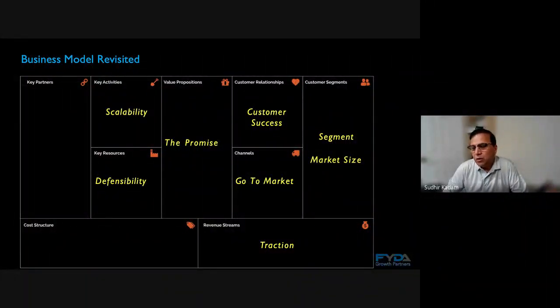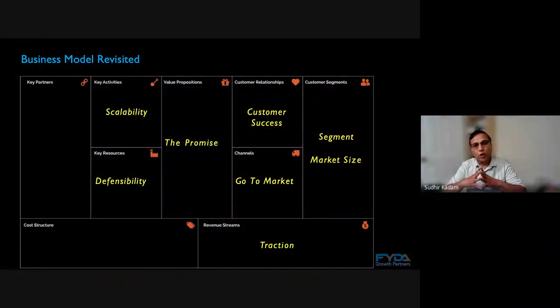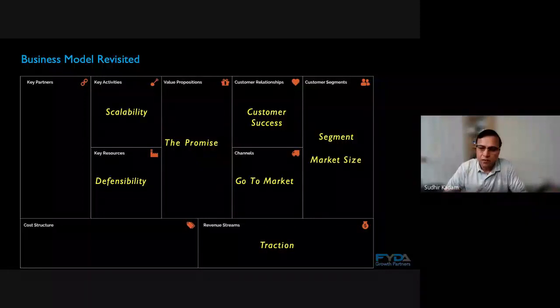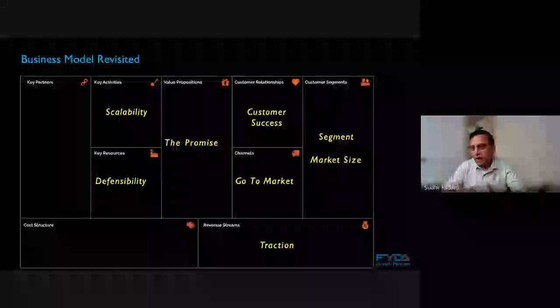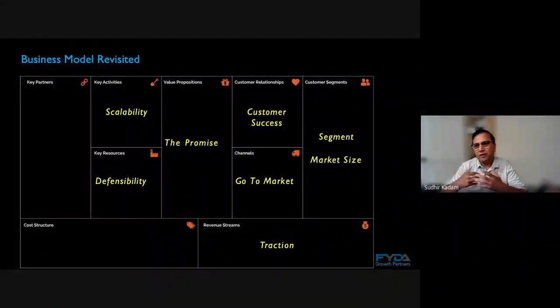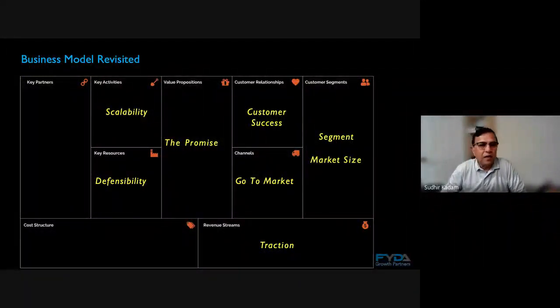Here you want to build a model where you can scale easily. Tomorrow, suddenly, you may have an opportunity to step on the gas, and you should be able to scale. You should not be limited by the activities that you perform, or by the ability to ramp up resources. Your activities should be designed in such a way that they are highly scalable. If not, you have some key partners who will help you make it scalable.